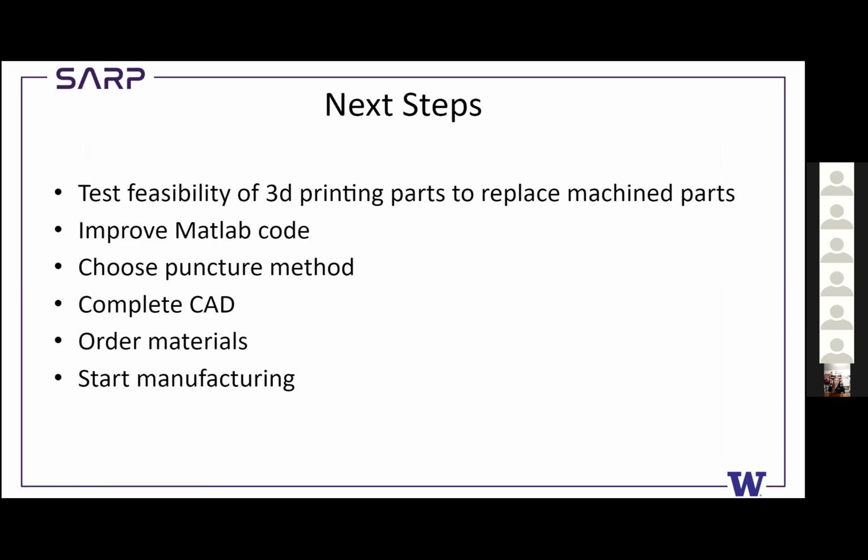Next slide. So next, we'll be testing the feasibility of 3D printing parts. We're going to be improving the MATLAB code that we use to calculate the mass of CO2 required. We're going to choose a puncture method. We'll complete the CAD, and then order materials and hopefully start manufacturing.